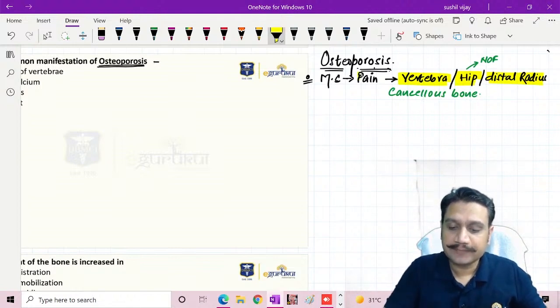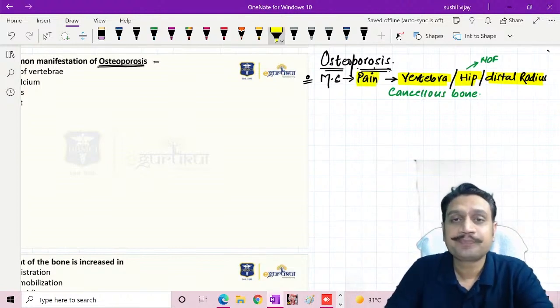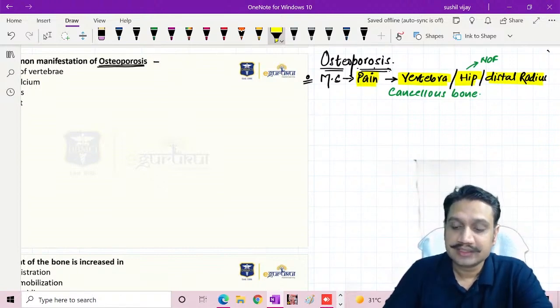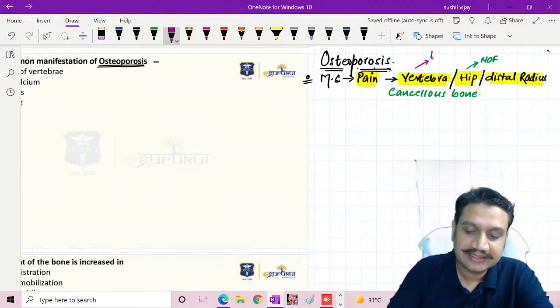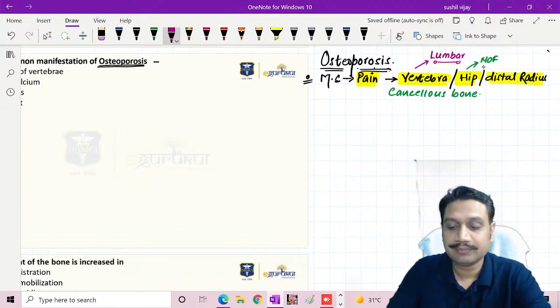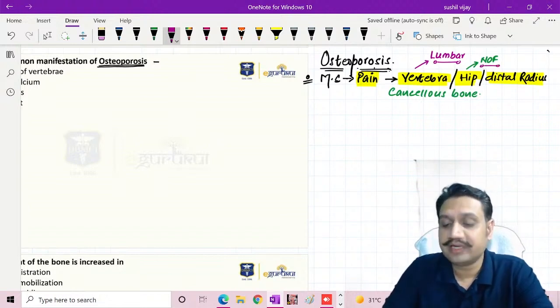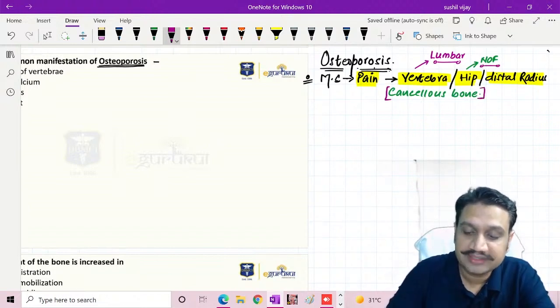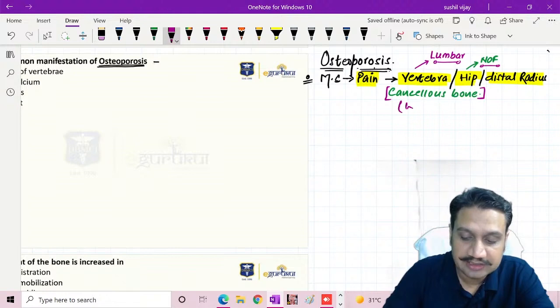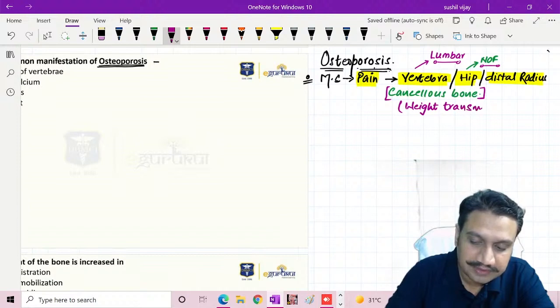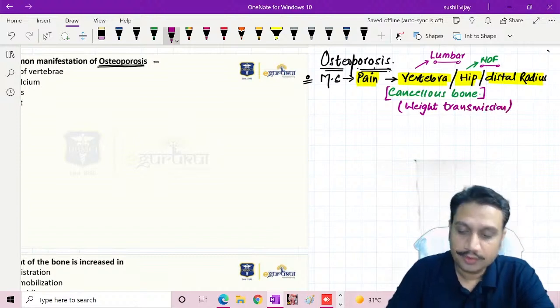I am coming to that only. The most common complaint of these patients is pain, usually at 3 important sites: vertebra, the hip joint and the distal radius. In the vertebra, the most common site is the lumbar vertebra. Now you can easily make out why the lumbar vertebra or the neck of the femur is commonly involved, because these are cancellous bones. Cancellous means the soft bones. And what do they help in? They help in your weight transmission.